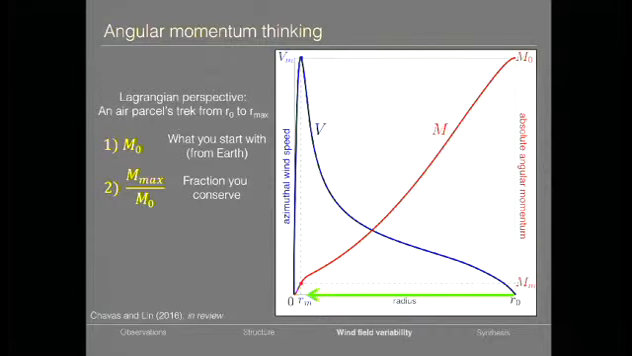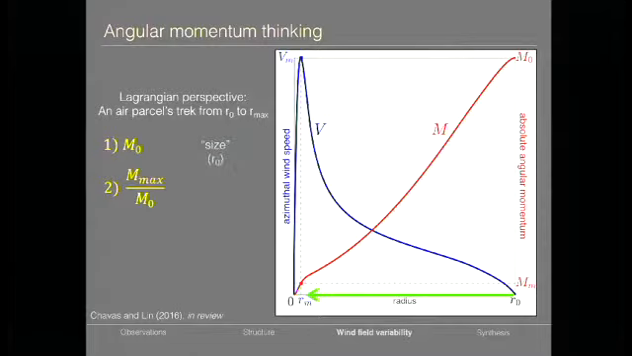So if you wanted to think from a Lagrangian perspective, if you're an air parcel, and you start at the outer radius, and you head radially inward towards the radius of maximum wind, you start with some amount of angular momentum from the Earth, and then by the time you get to the radius of maximum wind, you're gradually losing it to surface friction, and at the end you get to the radius of maximum wind, and you have some fraction remaining from what you started with.